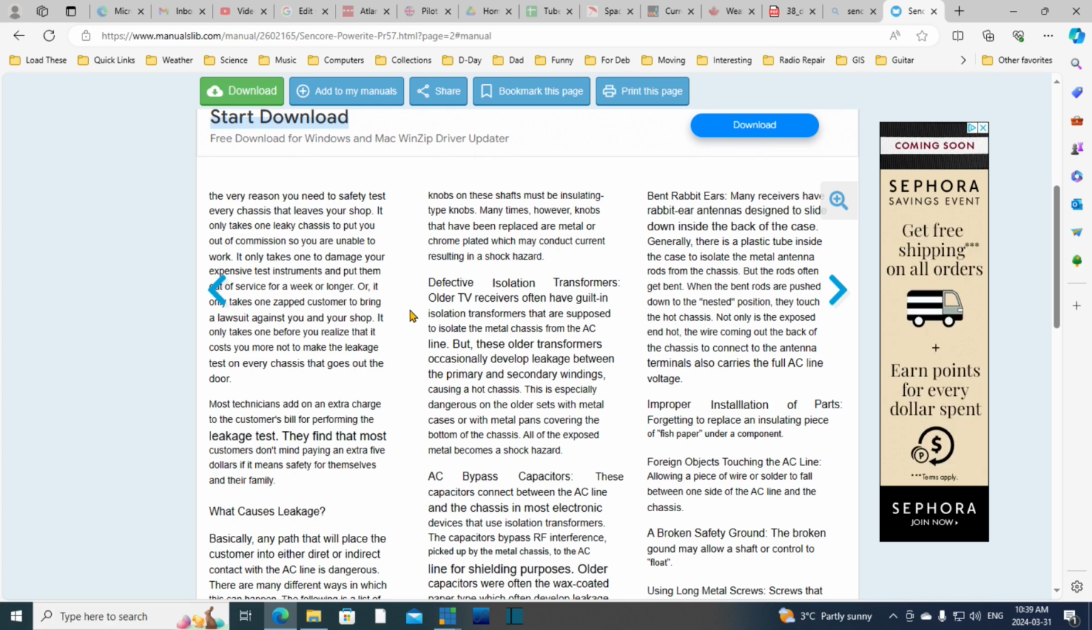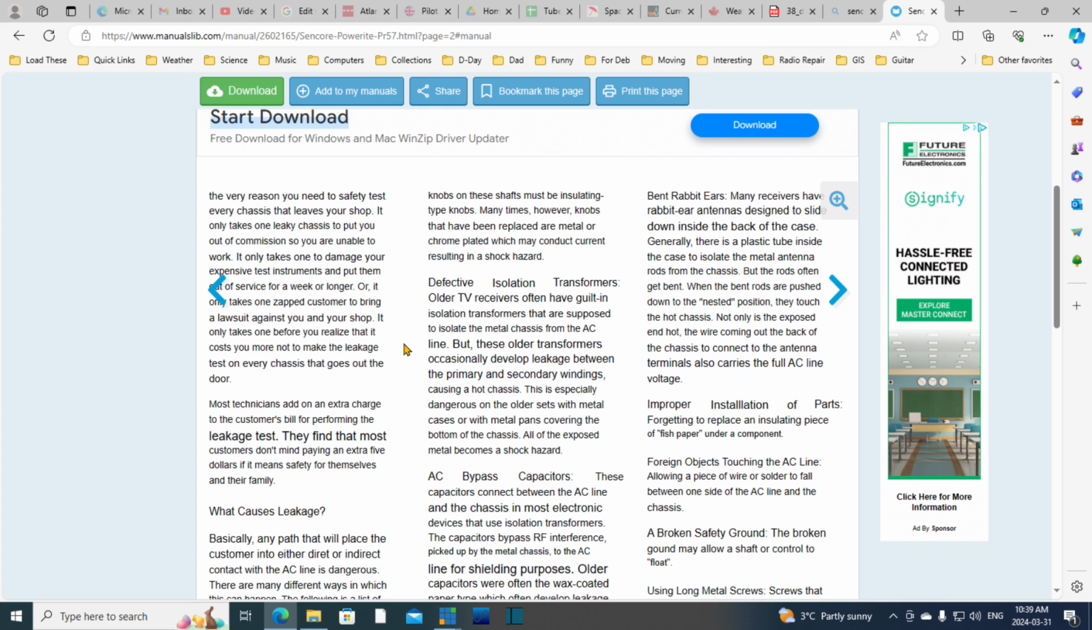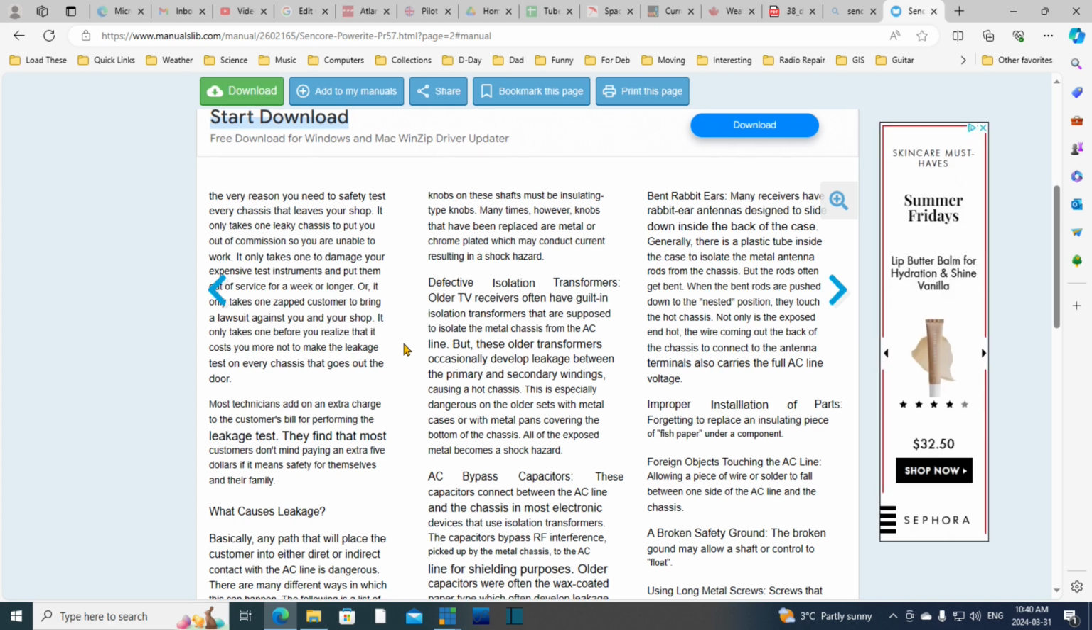Defective isolation transformers. Older TV receivers often have built-in. Hey, that's describing me. Built-in isolation transformers that are supposed to isolate the metal chassis from the AC line. But these older transformers occasionally develop leakage between the primary and secondary windings, causing a hot chassis. This is especially dangerous on the older sets with metal cases or with metal pans covering the bottom of the chassis. All of the exposed metal becomes a shock hazard.